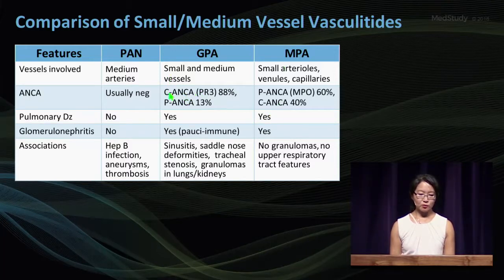But the association on board questions, they're going to definitely tell you C-ANCA and GPA. Pulmonary disease is common in GPA and MPA, but with MPA, you don't have the upper respiratory tract involvement, so no nasal deformities, epistaxis, or sinusitis. Glomerulonephritis is not seen in PAN, but it's seen in GPA and MPA. This is a pauci-immune glomerulonephritis. The association with hepatitis B is with PAN. GPA, you see sinusitis, tracheal stenosis, granulomas. Granulomas in the lungs and kidneys, whereas in MPA, there's no granulomas.